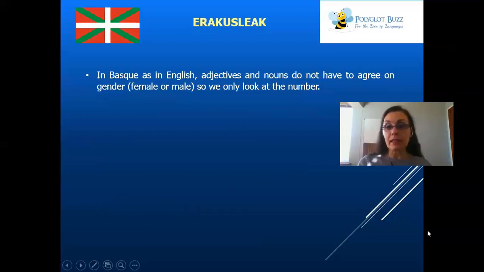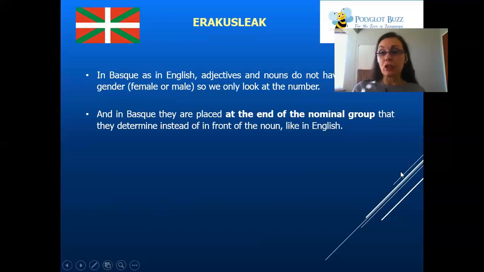In Basque as in English, adjectives and nouns do not have to agree on gender, female or male, so we only look at the number. And in Basque, they are placed at the end of the nominal group that they determine instead of in front of the noun like in English. A nominal group is a group of words that go around a noun. For instance, the great church. It makes a little group, all goes with church. The church is the one I am pointing at, plus great, the great church.